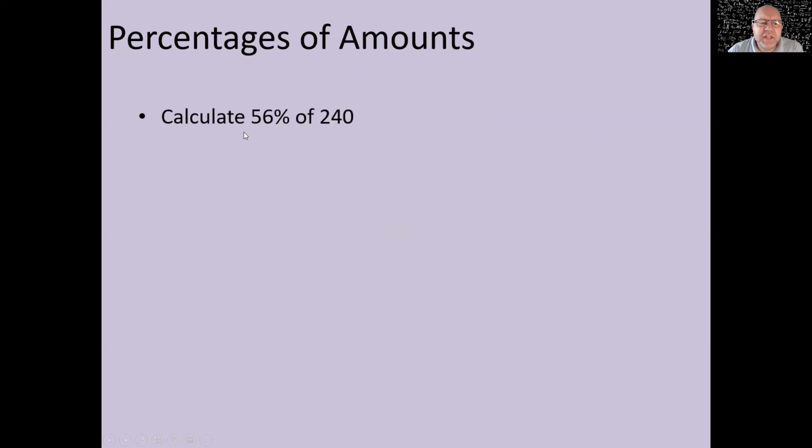So what about 56% of 240? Let's start with 50%. Well, that will be half of that, so 120. 10% is 24. Remember, 240, all the digits move one place to the right. 5% is 12. 1% is 2.4. With those values, we can now find 56%.